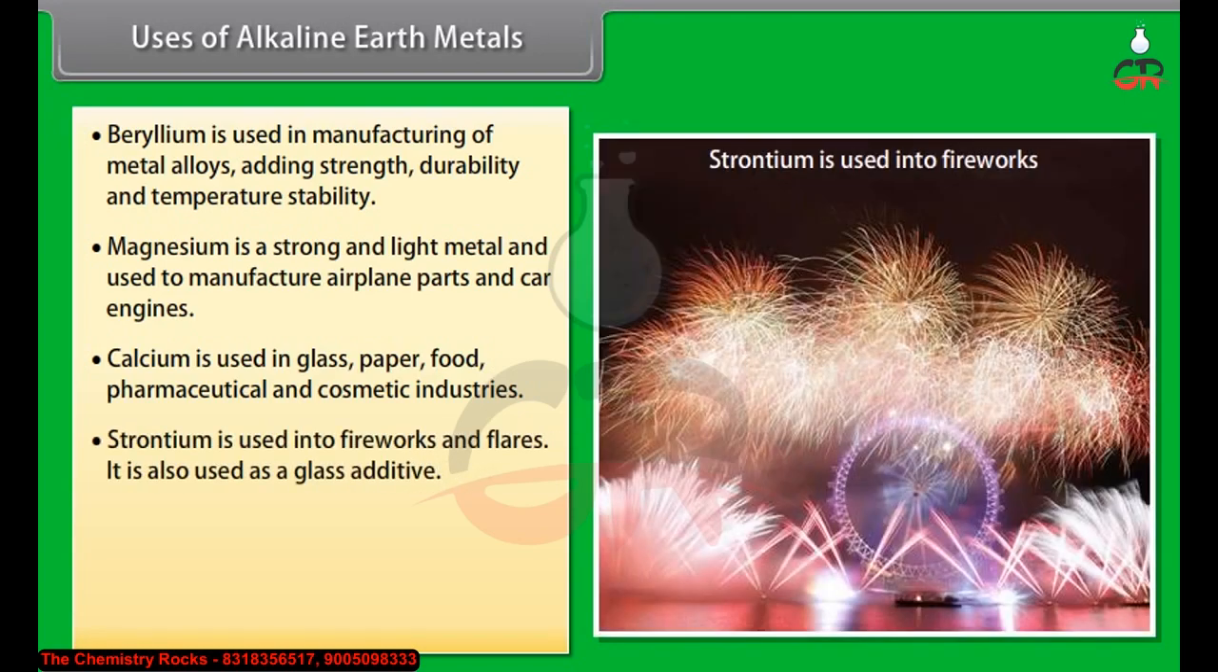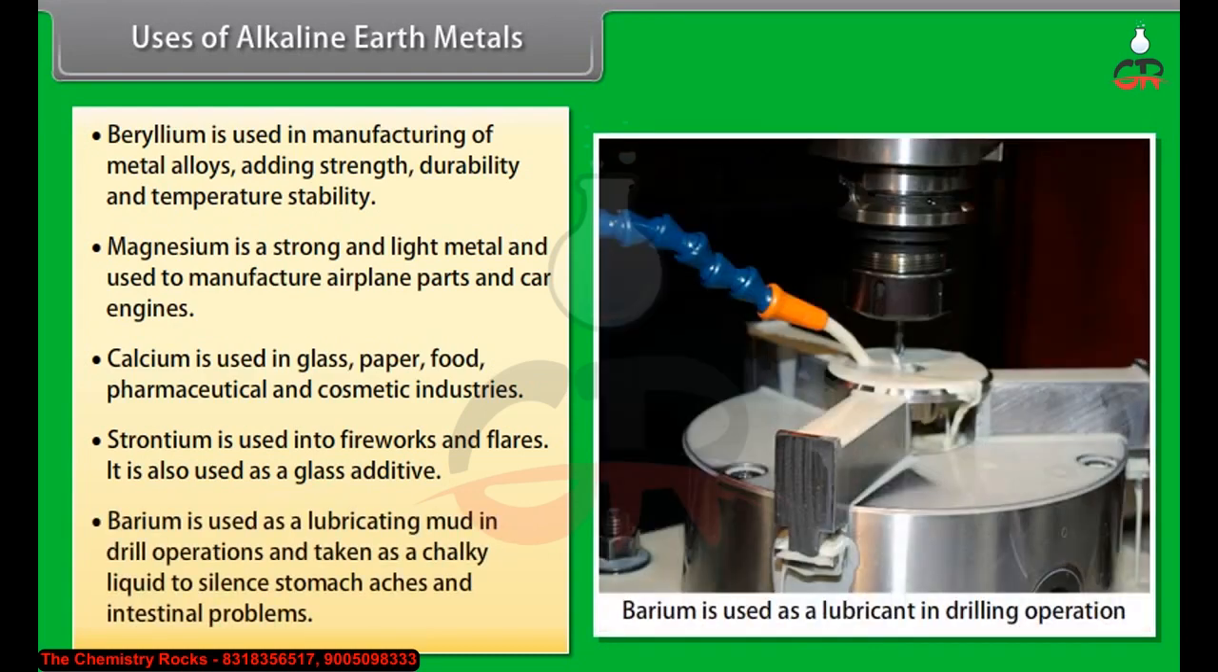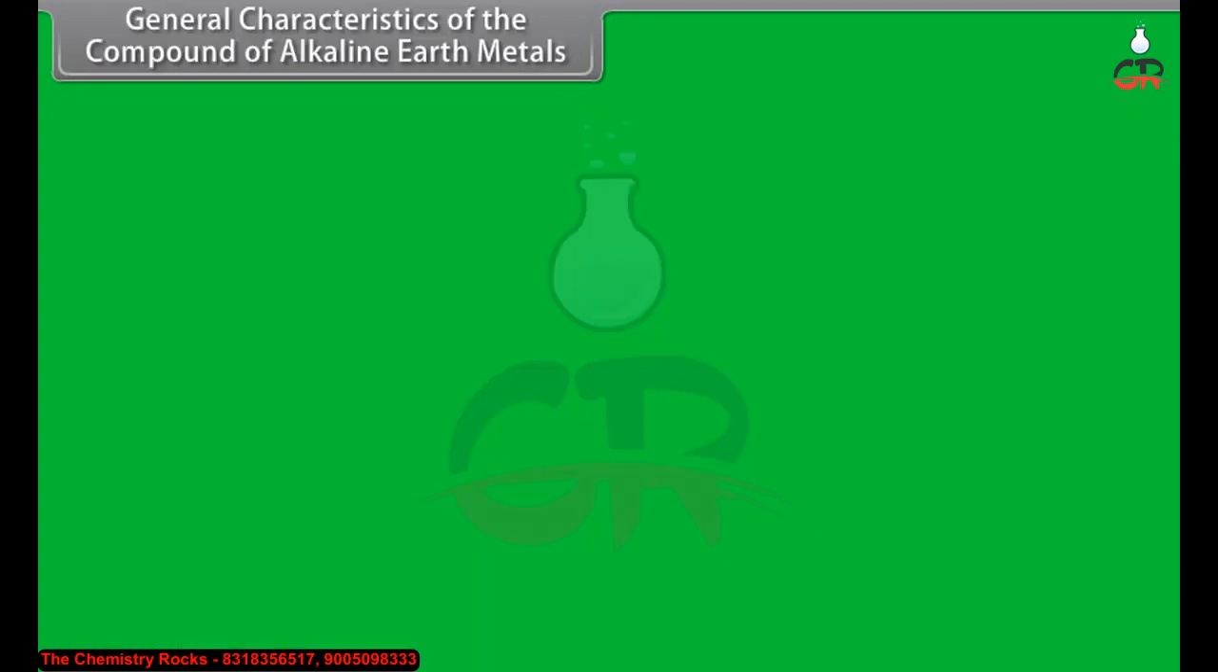Strontium is used in fireworks and flares. It is also used as a glass additive. Barium is used as a lubricating mud in drill operations and taken as a chalky liquid to soothe stomach aches and intestinal problems. General characteristics of the compounds of alkaline earth metals.